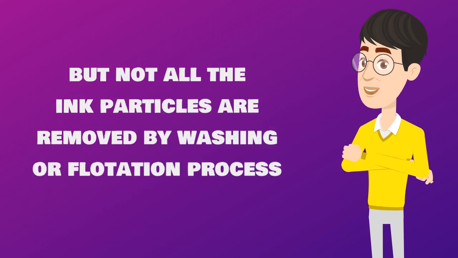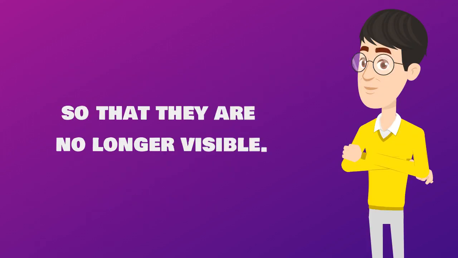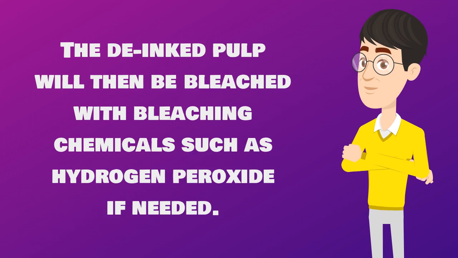But not all the ink particles are removed by the washing or flotation process. So, a dispersion process must follow to disintegrate the remaining ink particles, so that they are no longer visible. The de-inked pulp will then be bleached with bleaching chemicals such as hydrogen peroxide, if needed.